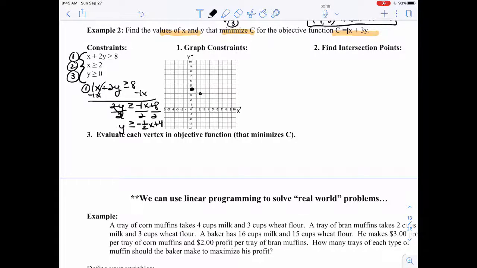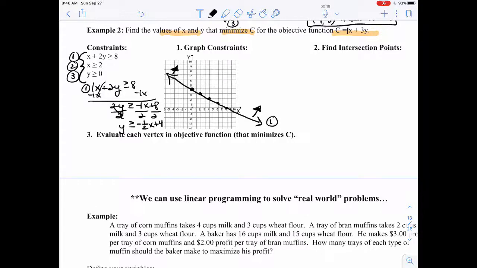Down 1, over 2, down 1, over 2. You can always create a table if you do not recall how to graph using slope-intercept. This is our first equation, and it wants all y values greater than, so I'm going to put a little arrow towards the end. We want all points above that boundary.